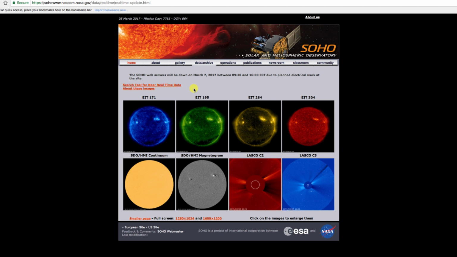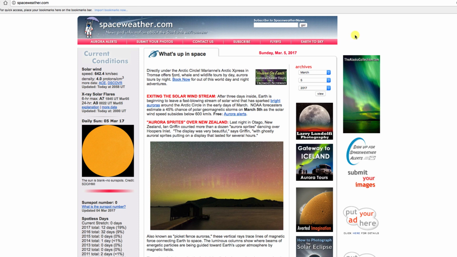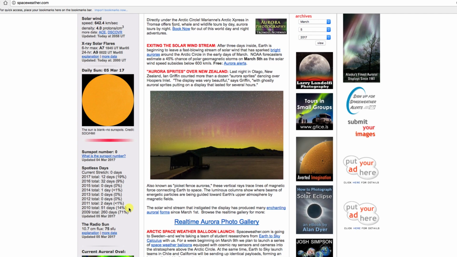There's also a website called spaceweather.com. This website gives you a lot of information, again, about what's happening with the sun. It talks about other space weather related things as well, not just the sun. So here's again an image of the sun. It talks about sunspots. There aren't many there right now. It says the sun is blank, no sunspots. So it's very quiet right now on the sun.